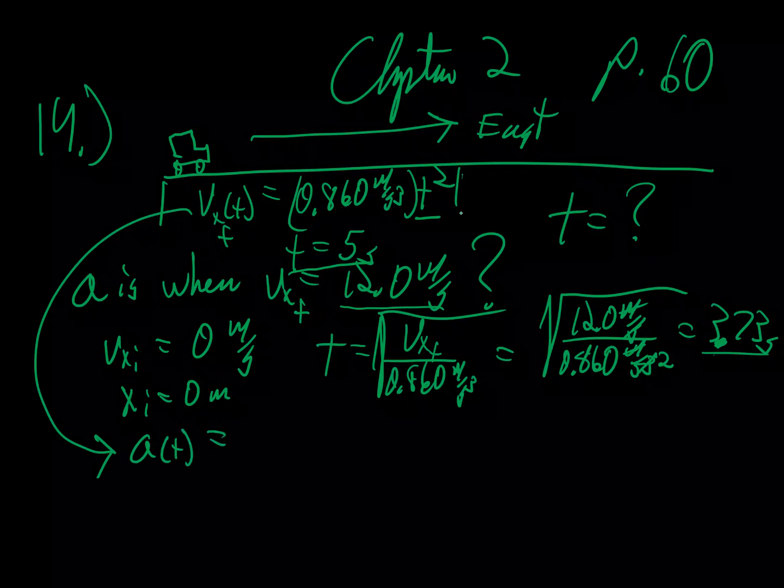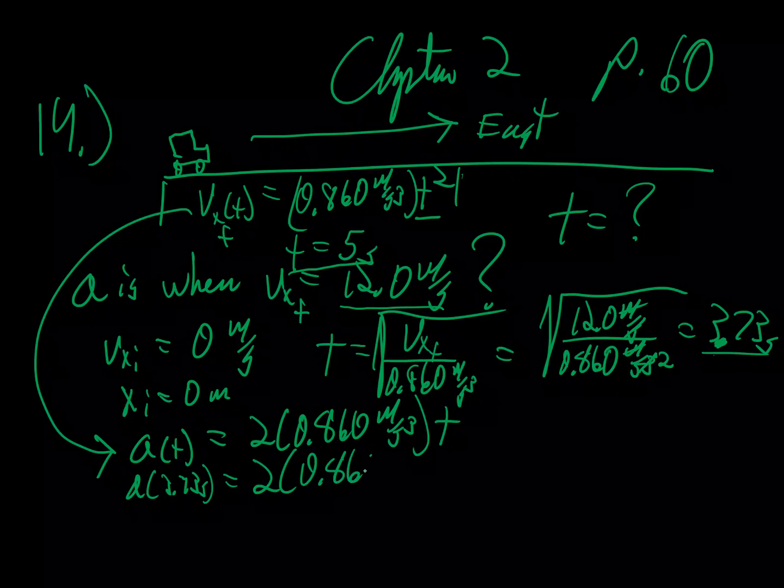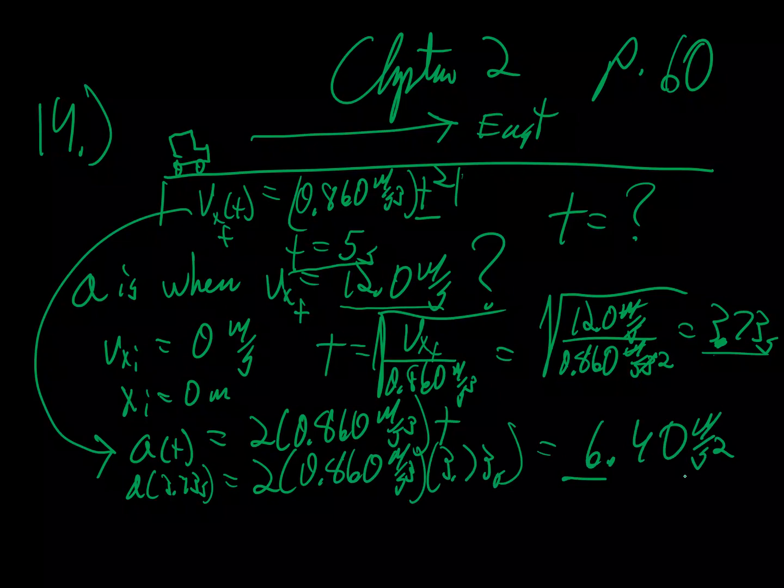So we say acceleration with respect to time is equal to 2 times 0.860 meters per second cubed times t. Now we're just left with t. Now we just plug everything in, and we plug in our time interval. So the acceleration at 3.73 seconds is equal to 2 times 0.860 meters per second cubed times 3.73 seconds. And we get an answer of 6.40, 3 sig figs, meters per second squared. How do you know it's meters per second squared? Well, watch. The seconds cancel this cubed to squared, and you're left with meters per second squared.